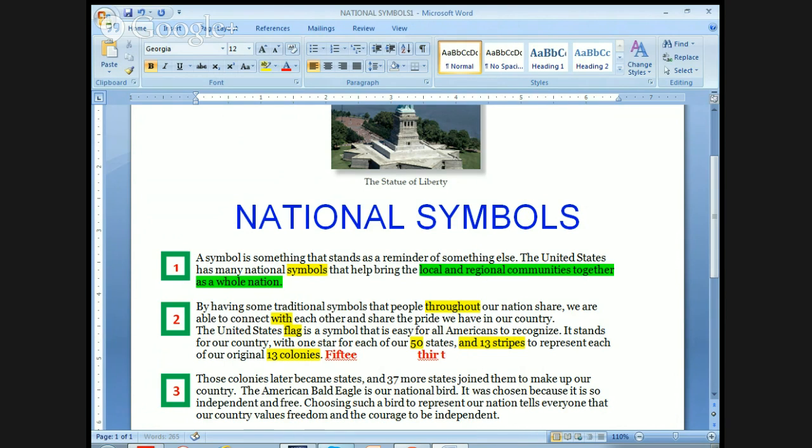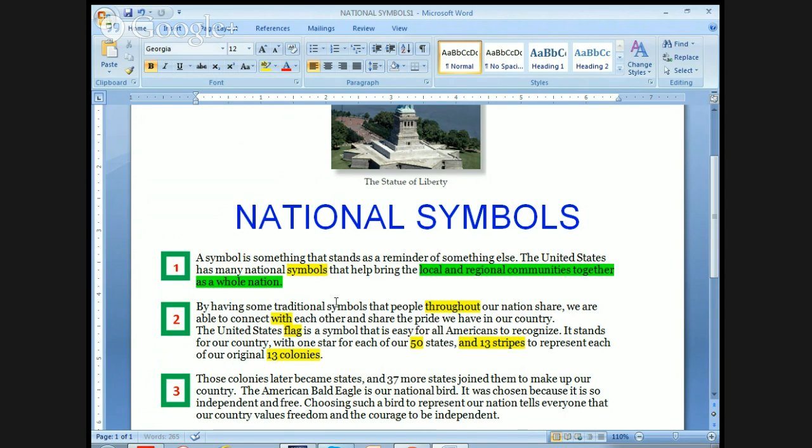It's more like T-H-I-R-T-E-E-N. 13. Okay, we will work on that. 13 stripes. Now, can you read number 2 quickly for me, Victor?